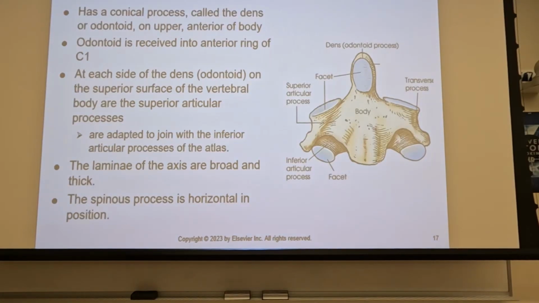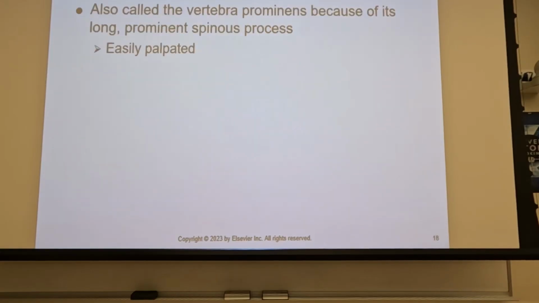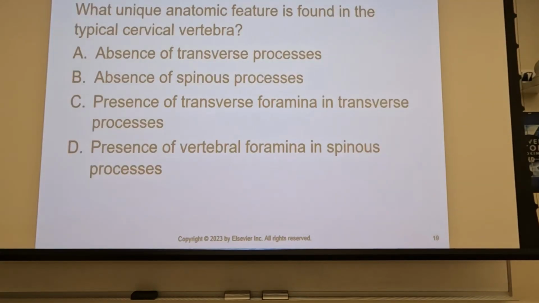All right, so there's your axis. Again, big body. You got the dens or the odontoid process, both mean the same thing. C7, we already talked about that.